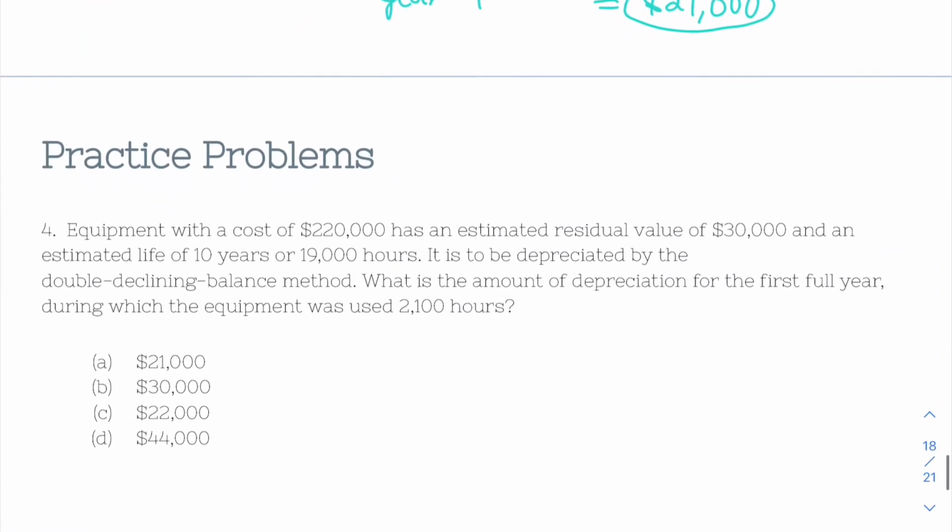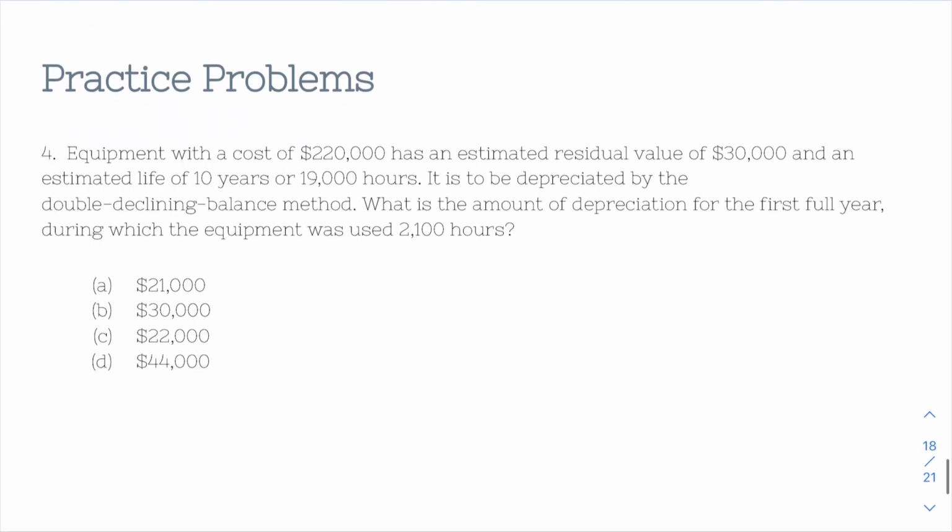And finally, we are going to now use the double declining balance method. So one more time, same figures, initial cost of $220,000, residual value of $30,000, estimated useful life of 10 years, 19,000 hours, and now we're using the double declining balance method. So what is the amount of depreciation for the first full year?